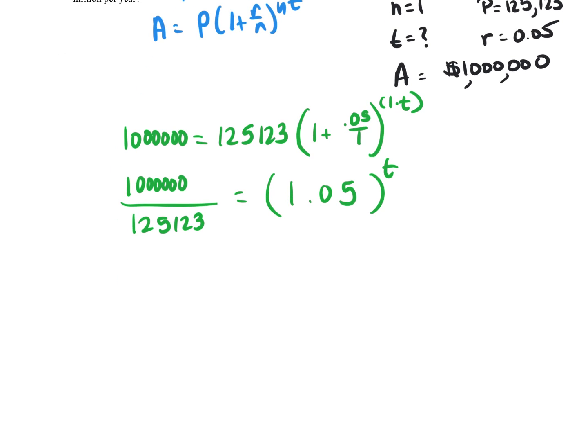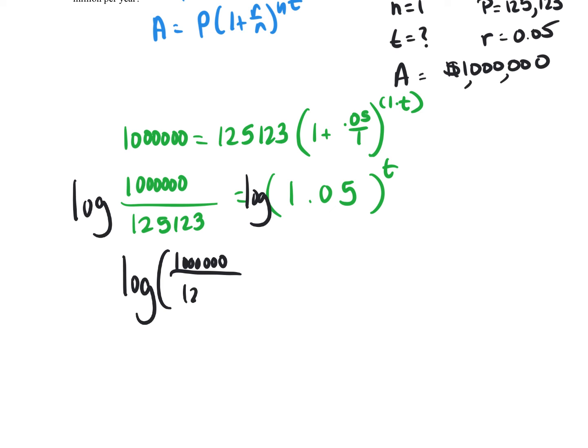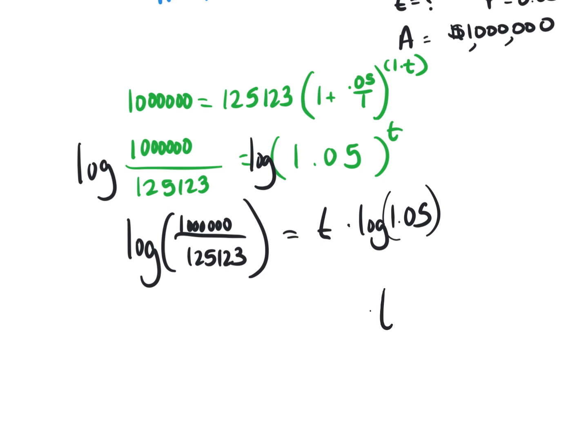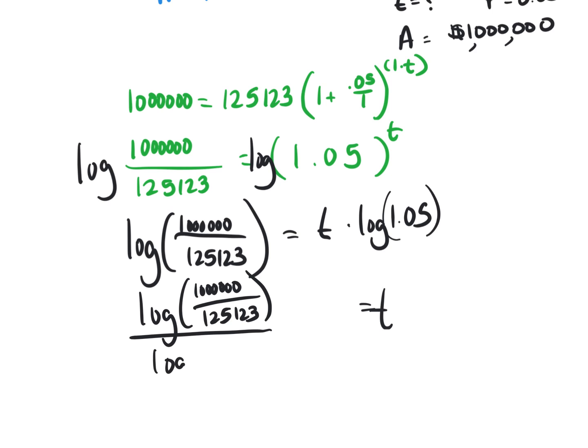So now, just like all these problems, I can't get these bases the same, so I'll take the log of both sides. So log of 1 million over 125,123 is going to equal t times the log of 1.05. And so to get t by itself, I'll simply divide out. So t is going to equal the log of 1 million divided by 125,123 over the log of 1.05.